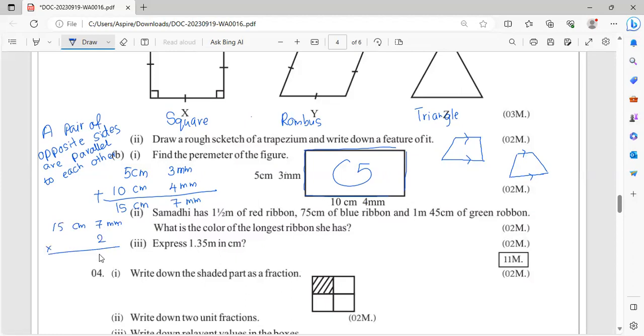2 into 7 it is 14. But you can write one digit in the millimeters column. So 4, the remaining one is taken to the centimeters column. 2 into 15 it is 30. 30 plus this one it is 31. Therefore 31 centimeters and 4 millimeters.